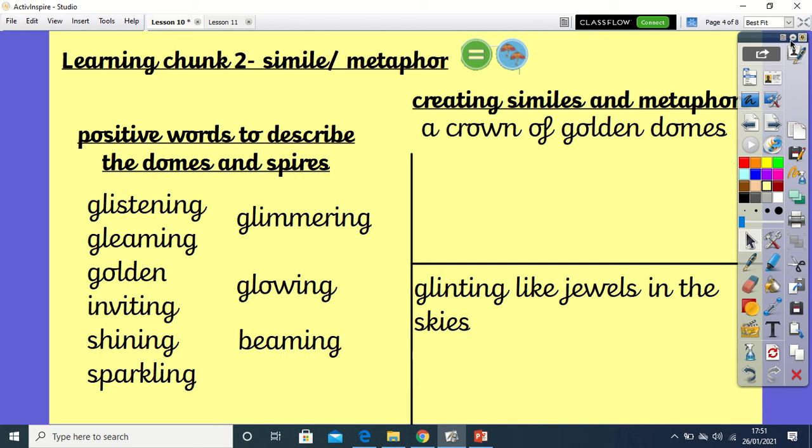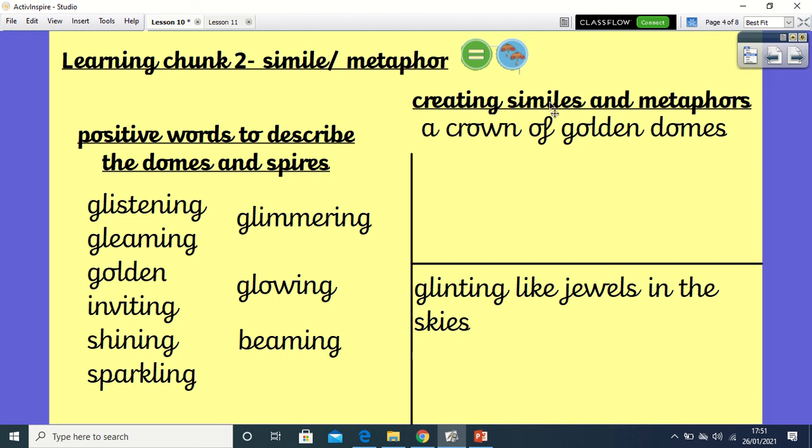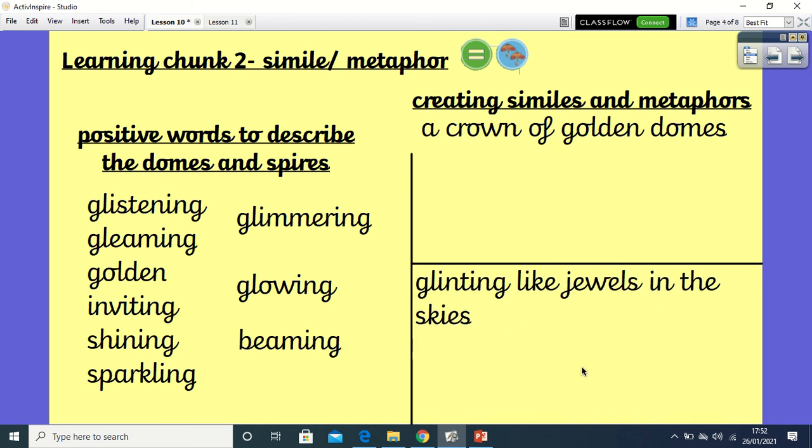So pause the video here, have a go at creating your own metaphors for what you can see. Remember, there's lots of them, that's why I've gone for the crown. And then also your similes, so what do they look like? And make that comparison to go for something shiny, something that stands out in that one. And then we'll come back together and I'll share a couple more ideas in case you're unsure.